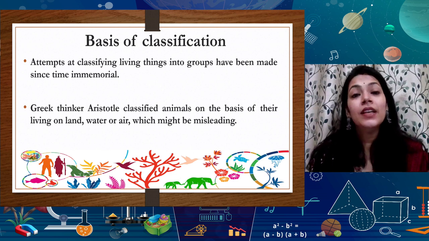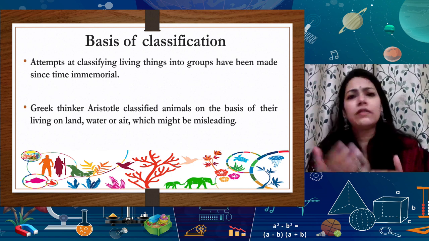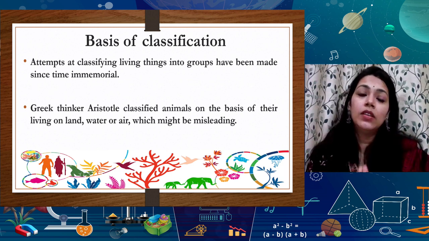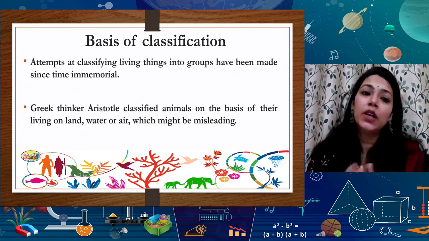Students, this classification is not something new. It's not something we've been doing for only the last 40 or 50 years. The attempts have been there for a long period of time. For example, there was a Greek thinker, Aristotle, many years ago. He tried to classify animals on the basis of where they are living: on land, in water, or in air.